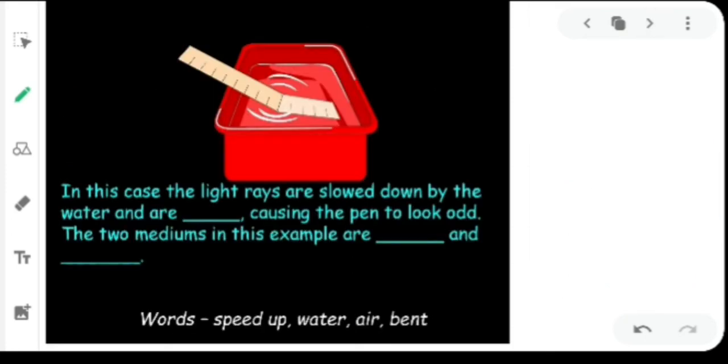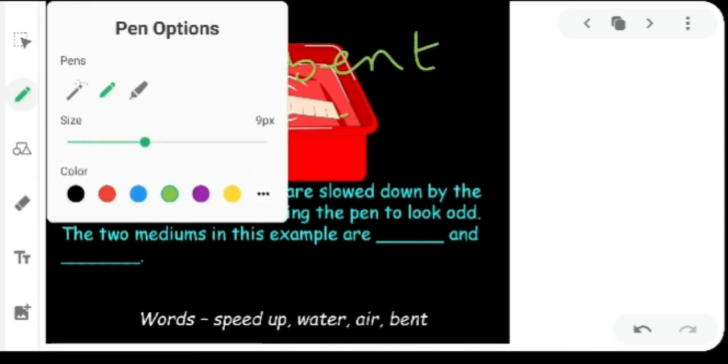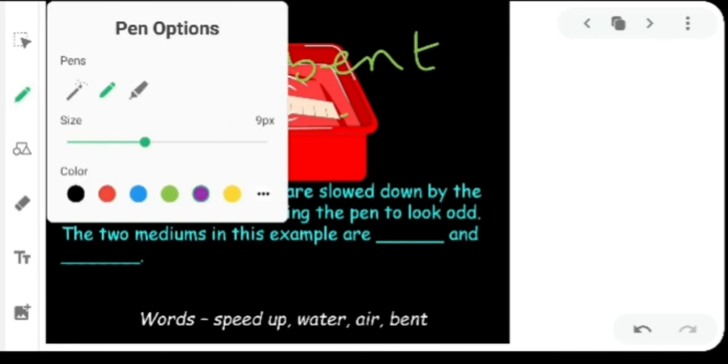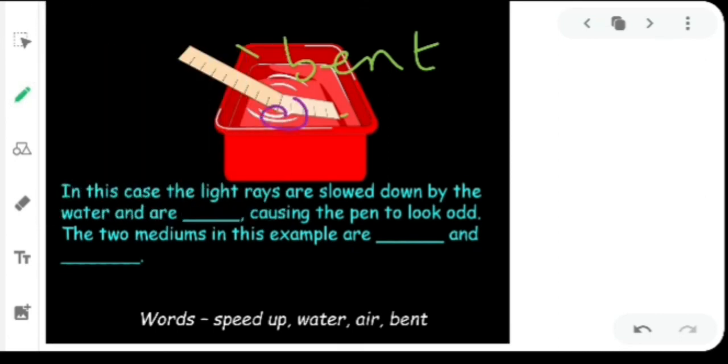You may have seen that when an object or a pen is kept in a tub, the appearance of the outer surface and the inner surface are different. In this case we can say that light rays are slowed down by the water and bent. If it is visible to you properly, you can see over here this gets bent over there.